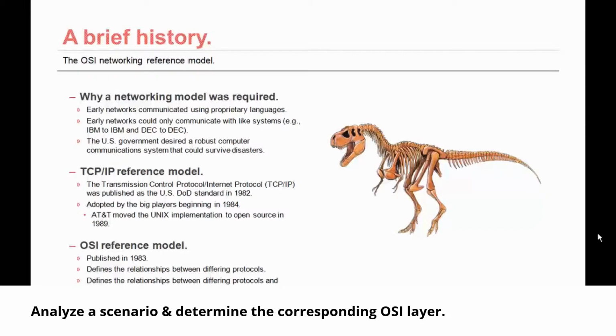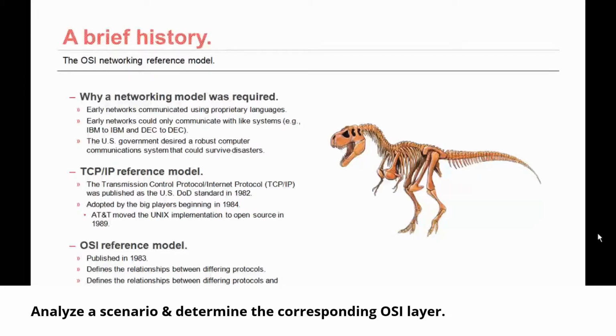The first networking reference model that was developed was the TCP IP reference model. The Transmission Control Protocol Internet Protocol reference model was published as the United States Department of Defense standard in 1982. All of the major systems manufacturers adopted the TCP IP reference model beginning in 1984. AT&T moved the Unix implementation of TCP IP to open source in 1989, further cementing TCP IP's place in networking.